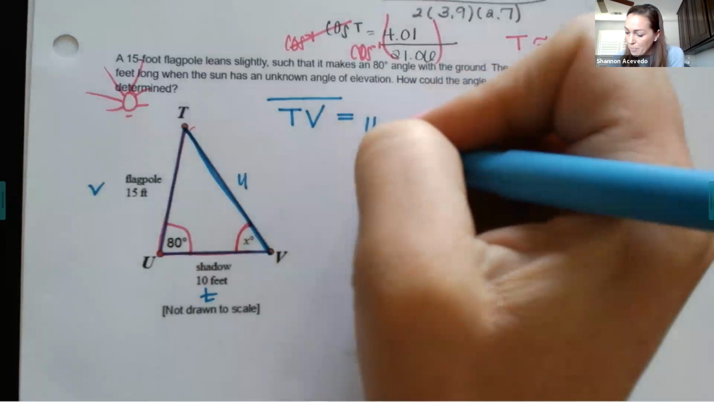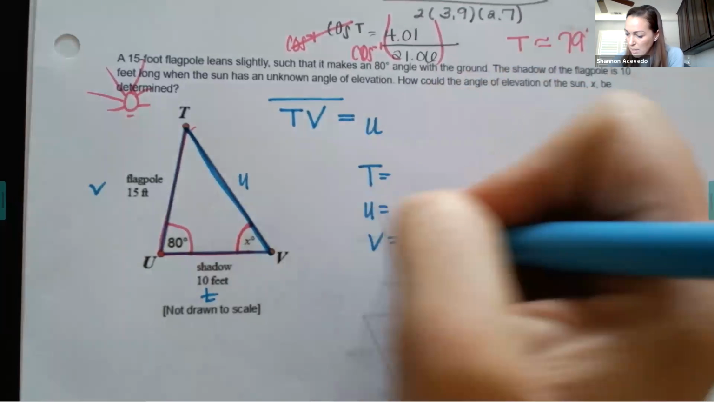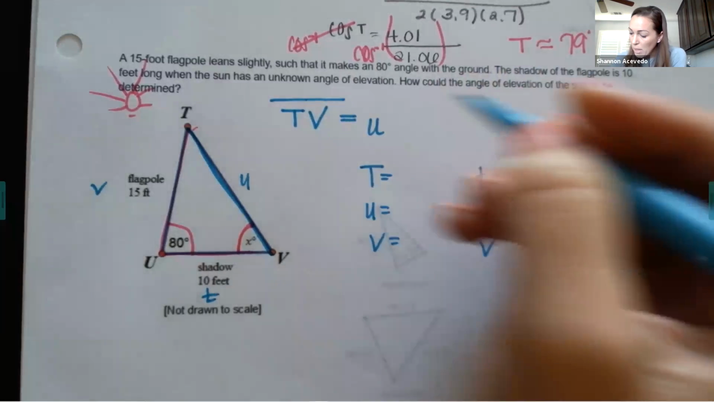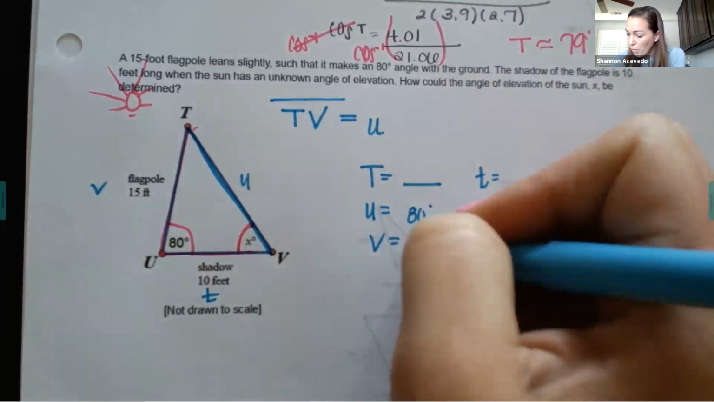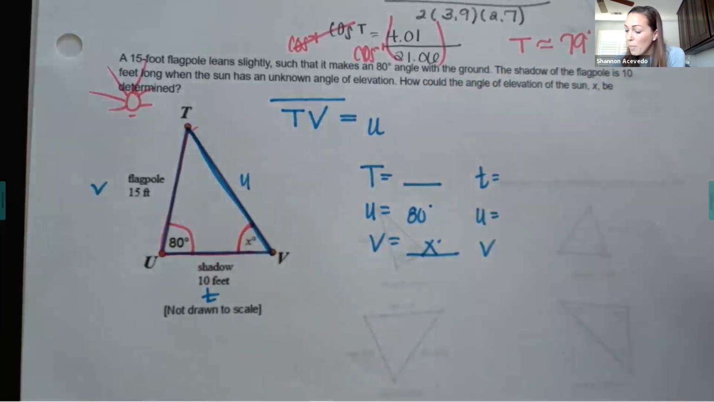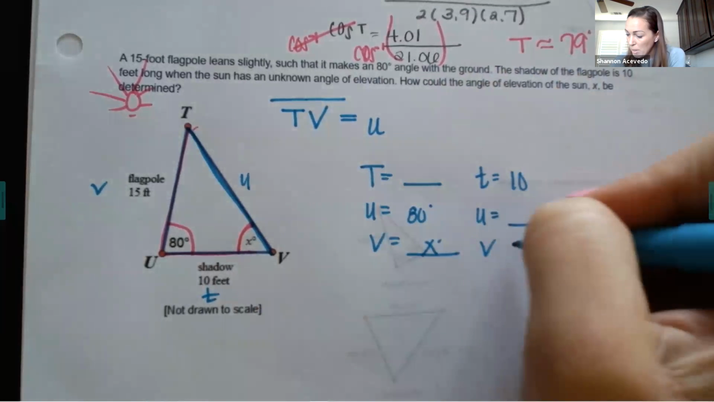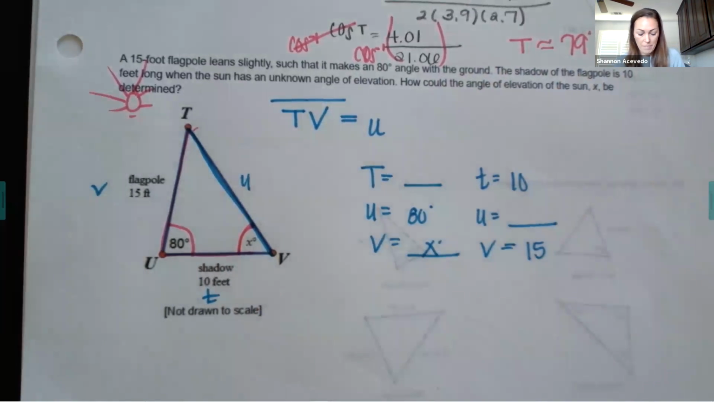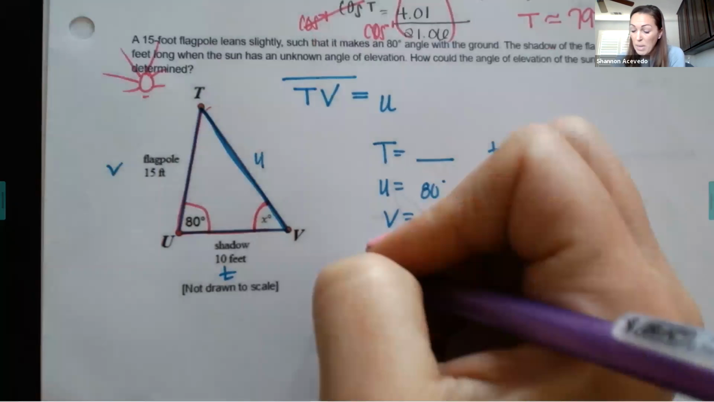So again, I'm going to have my sides T, U, and V. So my angle T, don't know. My angle U is 80 degrees. I'm looking for my angle V, that's the X. I know that my side T is 10. I don't know my side U, and my side V is 15. Okay, so what am I looking for? I'm asked to find X, right? So we want X. That's my angle V.